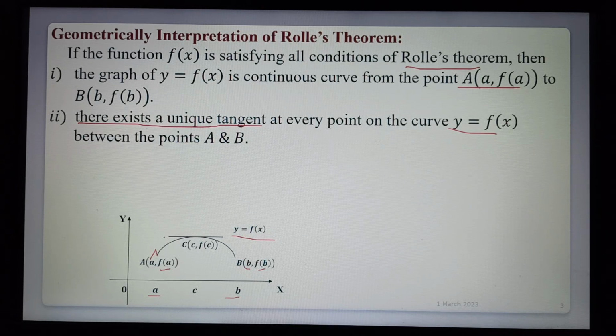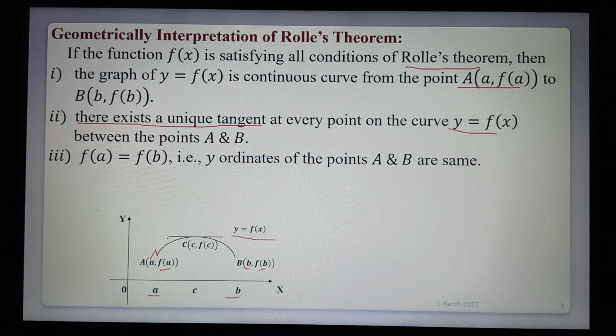Next, the third one: f(a) is equal to f(b). The y-ordinate at a and the y-ordinate at b are both equal, and the points lie on the same line. This is the same; f(a) and f(b) are both the same. So these three conditions are satisfied.